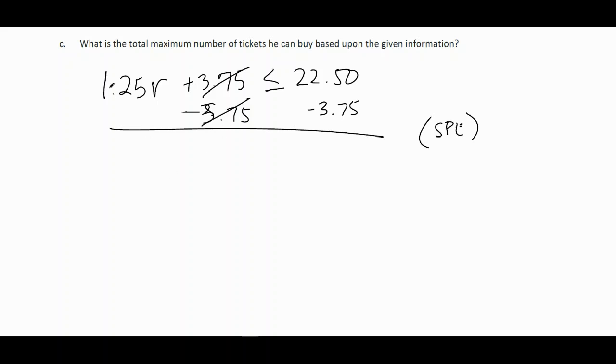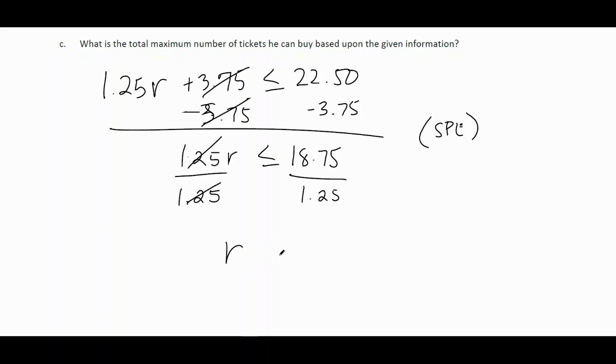Okay, now we can cancel that. Bring down 1.25R is less than or equal to 22.50 minus 3.75, which is going to be $18.75. Now we divide both sides by $1.25, or 1.25, whatever you want to name it. So therefore, R is going to be less than or equal to, as you can see, we preserved it because we didn't divide by a negative. 18.75 divided by 1.25 is 15.